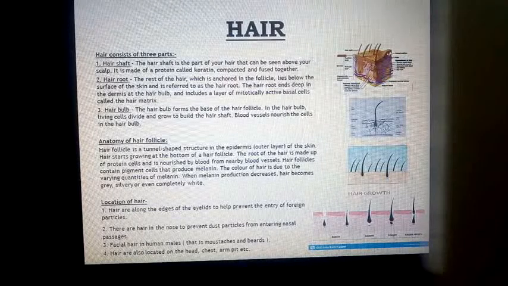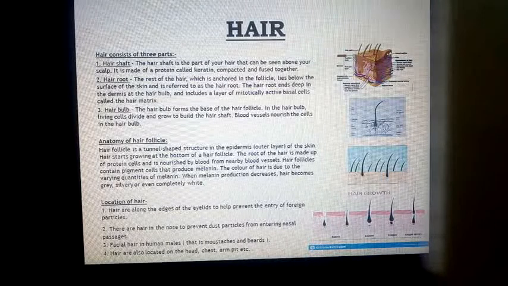What is the difference between albinism and vitiligo? What are the 3 layers of the skin? What are the main functions of the skin? And can you call skin a sensory organ, etc.? Is it clear? Now we move to the hair.